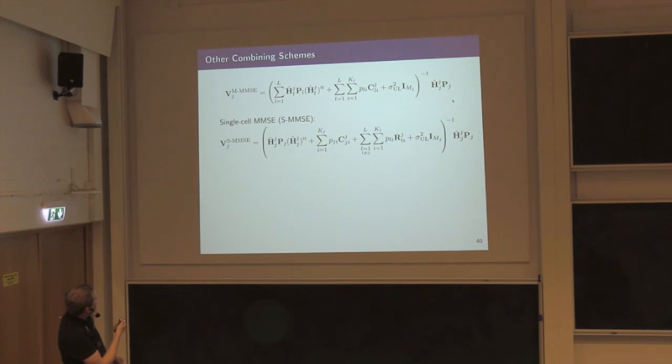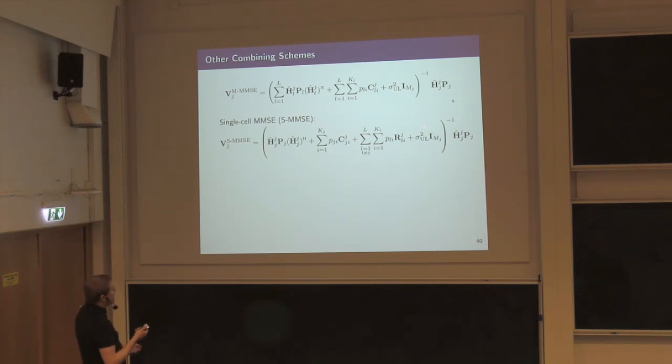What should I do with the remaining terms here for the other cells and all their users? Well, if I can't estimate their channel, I could replace their estimate plus estimation error with the actual covariance matrix of their channel instead. And this can be viewed as the MMSE combining in the case where I happen to only know the estimates of the channel within my cell. Then you will get something like this. This has been applied a number of times in literature.